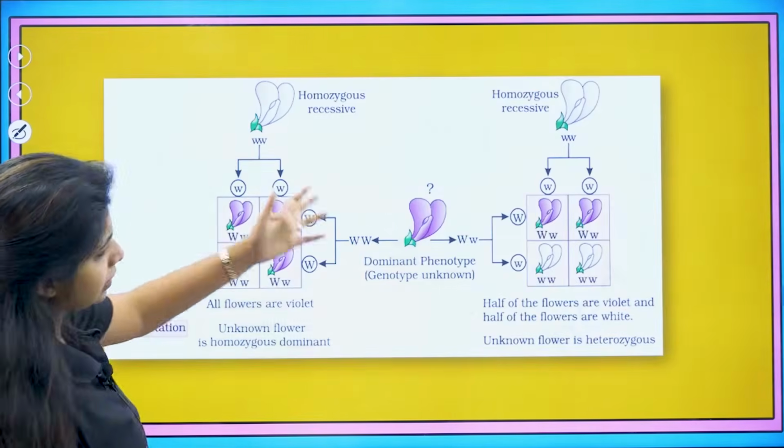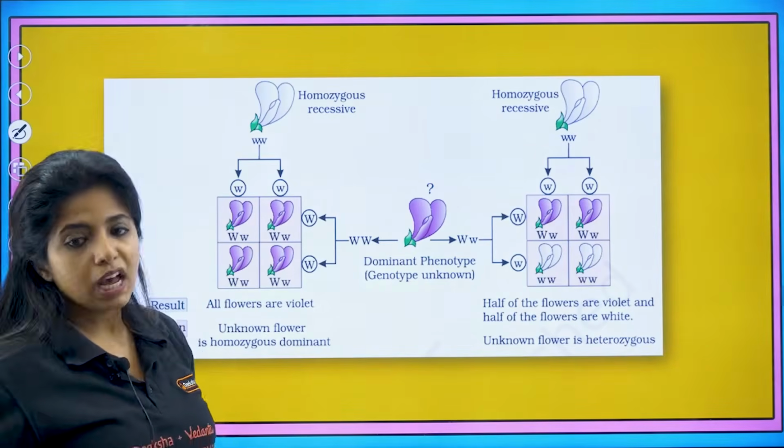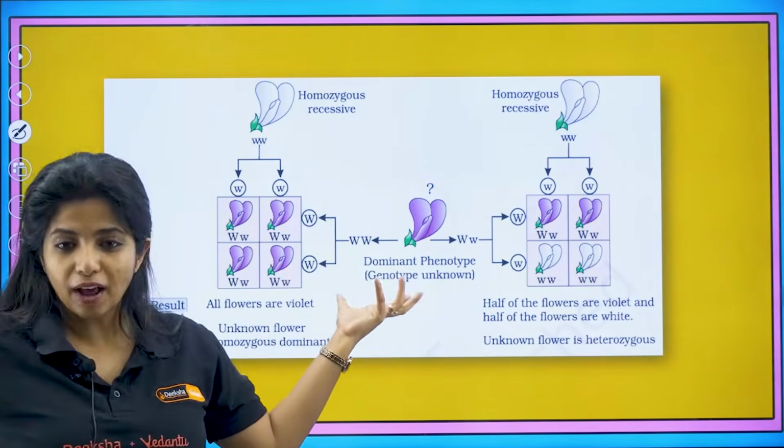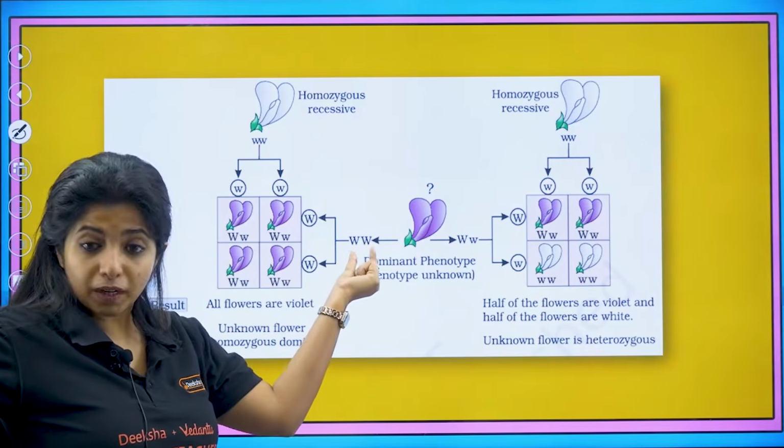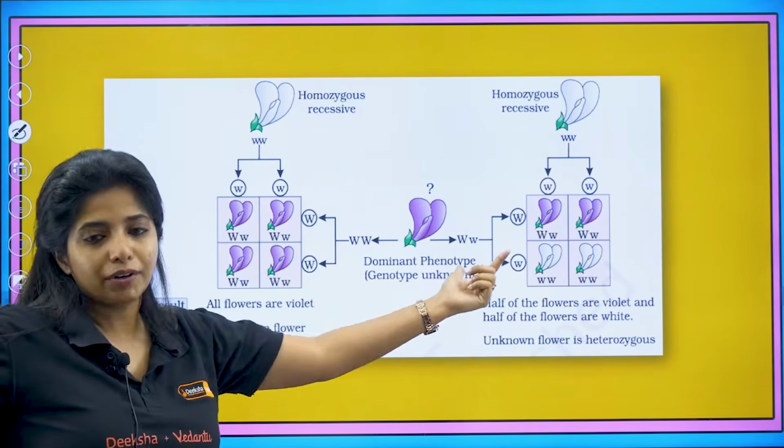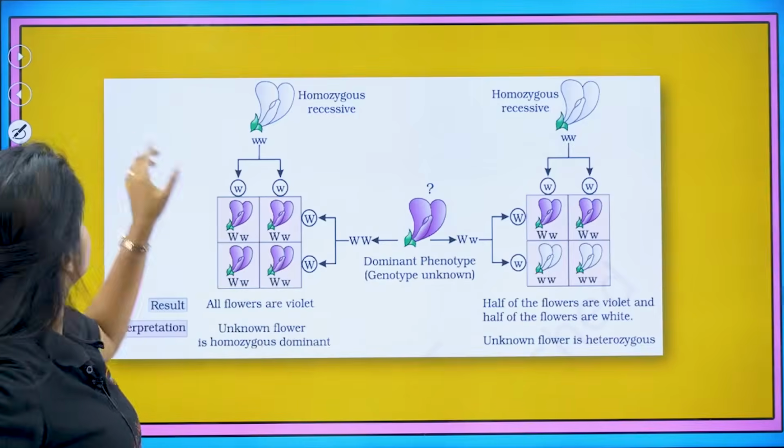Now ma'am, this example is given in your NCERT where you have a violet flower. So violet can be WW, capital W, or it can be capital W, small w. The cross was done and the same thing was observed out there.